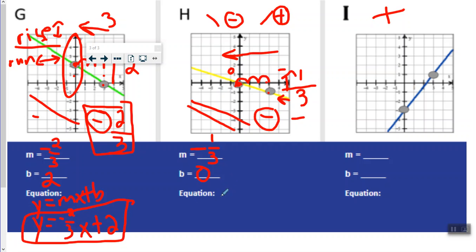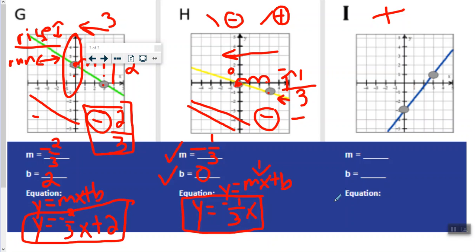And for the equation, remember, all you have to do, first you need to memorize y equals mx plus b. You need to memorize this, okay? And then just plug in for m, plug in for b. Y equals negative 1 over 3x plus b is 0. If it's 0, I don't have to write anything for b. This is the equation for my line. Y equals negative 1 over 3x.